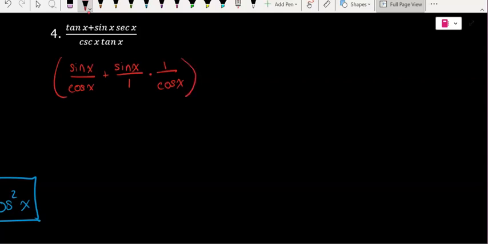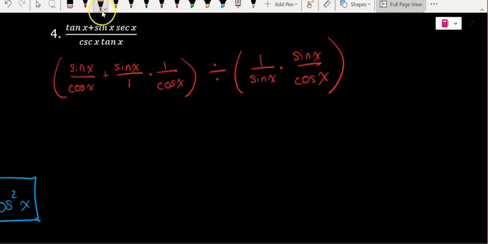And then I'm going to write my denominator. Now, if you notice here, I've already got it written as a fraction. So instead of writing a big fraction over a fraction, I'm going to write it with the division sign like this, and then do my whole denominator over here on the side. So instead of cosecant x, I would have 1 over sine x times tangent, which is sine over cosine. Okay, so now I've got it written in terms of everything being sine or cosine.